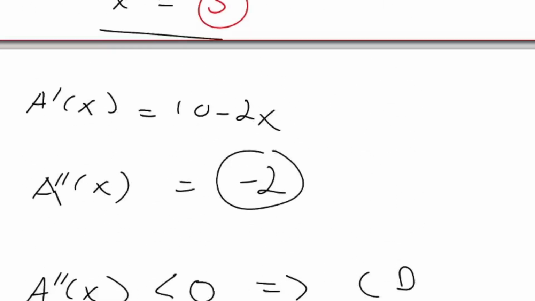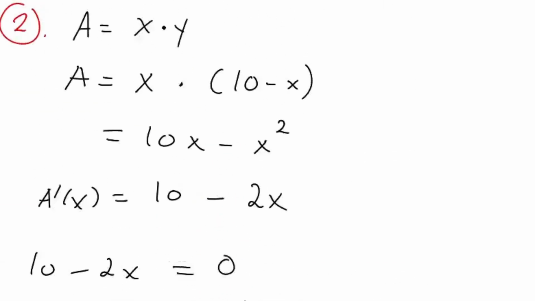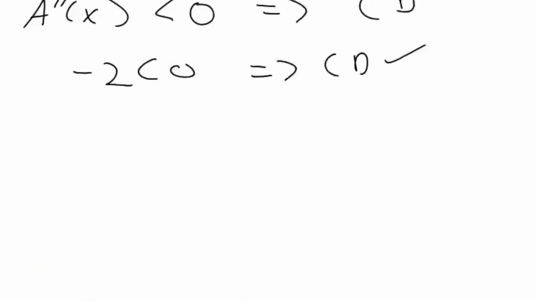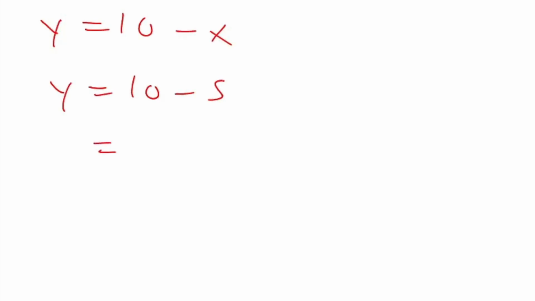Now, since we found our x value, the rest is really simple. All we have to do is plug our x value of 5 into this equation over here to get our y value. So y is equal to 10 minus x. Y is equal to 10 minus 5, which is equal to 5. So my x and y values are 5 and 5. So x is equal to 5, y is equal to 5.